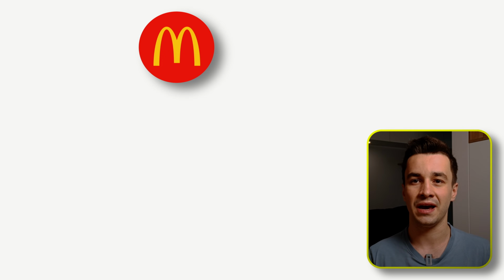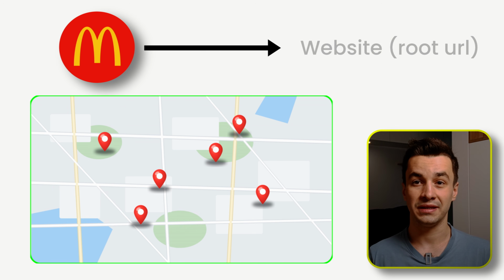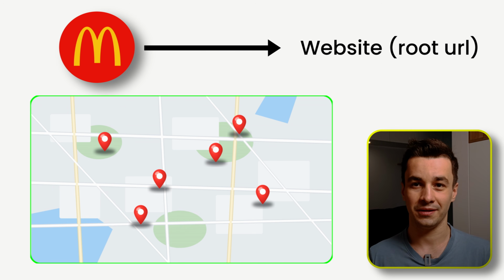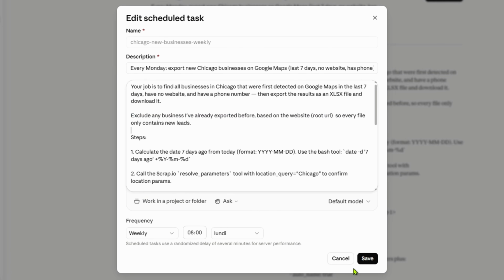One might argue that in a case like mine, this extra line is completely unnecessary as I have already filtered by date. But don't be fooled, even in this case, assuming a company can have multiple locations, it's still worth removing duplicates from the website domain. Exclude any business I've already exported before based on the website root URL, so every file only contains new leads.